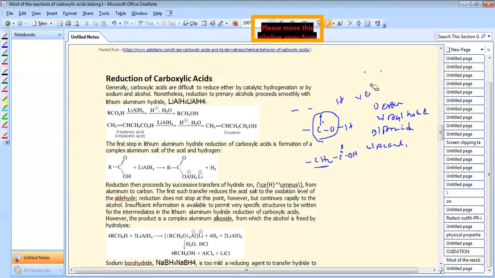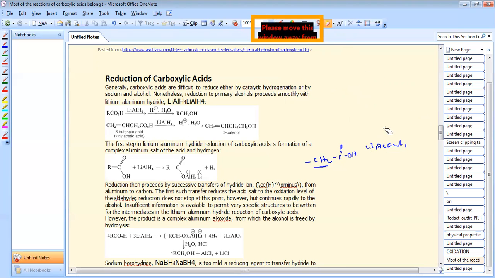For the reduction of carboxylic acids, the reagents we generally use are lithium aluminum hydride, sodium borohydride, and borane, BH3, or sometimes its dimer, B2H6, diborane. In the reduction of carboxylic acid, the ultimate product is alcohol, but we do not get alcohol directly.